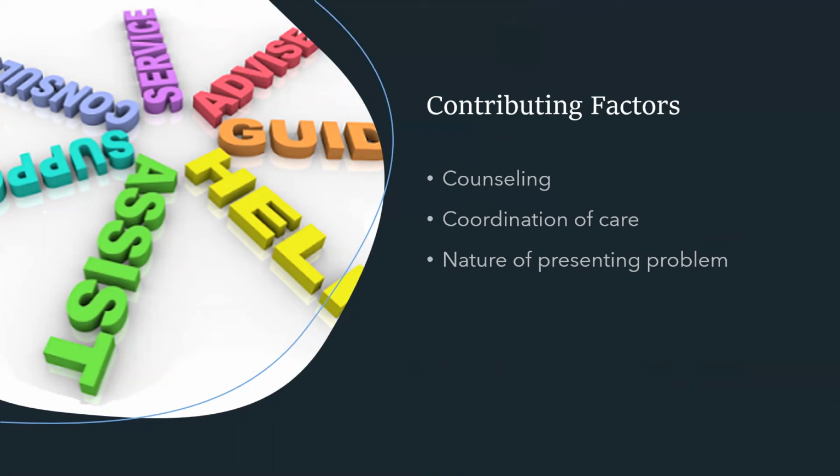The dreaded contributing factors. When I'm auditing, sometimes it's like trying to find a needle in a haystack because this stuff has to be documented, and sometimes it's so poorly documented, it's very difficult to find. Contributing factors include counseling, coordination of care, and nature of presenting problem. The levels of the 3 key components are not always necessary for code selection. For example, when the 3 key components have not been completed, you may use other contributing factors such as counseling, coordination of care, or nature of the presenting problem.